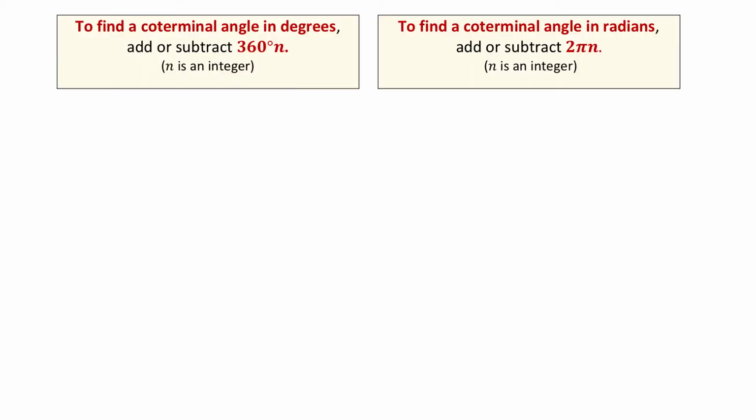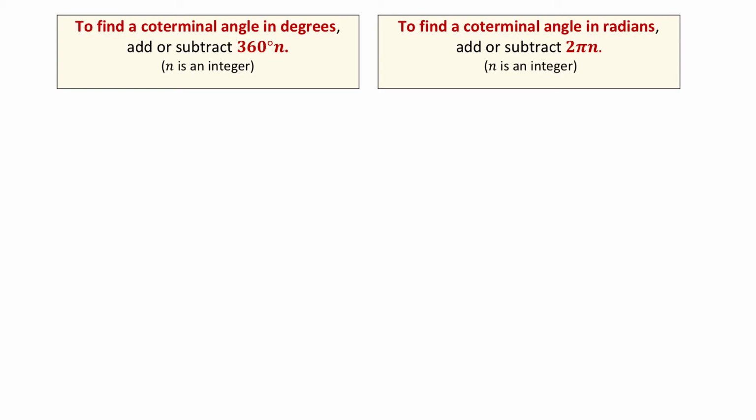So to find the coterminal angle in degrees, we add or subtract 360 degrees multiplied by n, where n is an integer. But to find a coterminal angle in radians, we add or subtract 2 pi multiplied by n, where n again is an integer. Recall that 2 pi radians is the same as 360 degrees. Now let's see a few more examples where we will find coterminal angles in degrees and in radians.